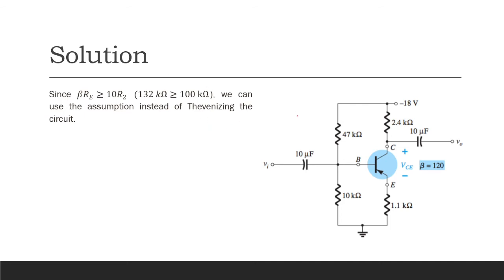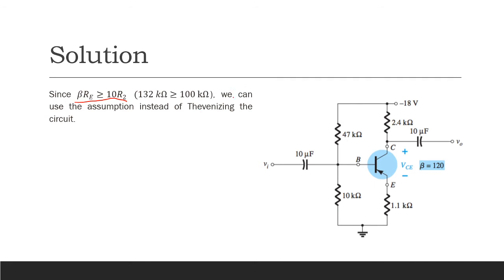That is kapag mas malaki yung value nung input resistance natin kaysa sa output resistance. Now, also, another one is kapag mas mataas yung value nung RE natin compared dito sa R1 natin. So kung ganun yung case, if we can satisfy this equation, we can use the assumption that we did earlier. Makita natin na satisfy. If yung beta RE mo mas malaki or equal sa 10 times ng R2, so that is 132 greater than 100, na satisfy natin.